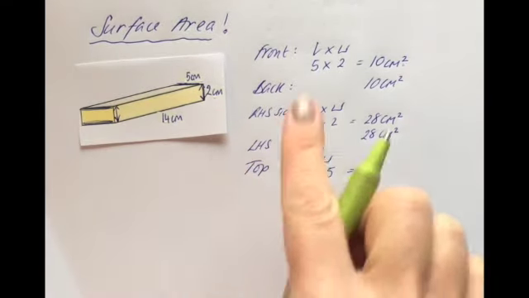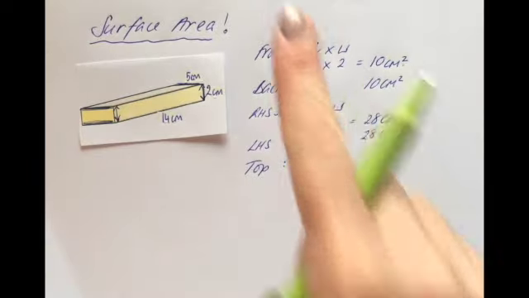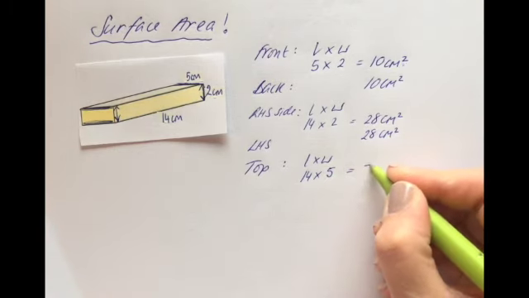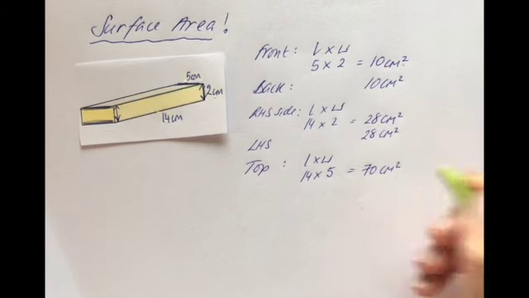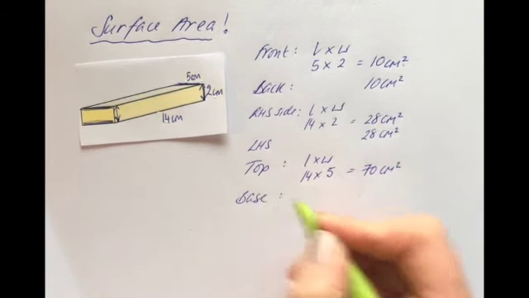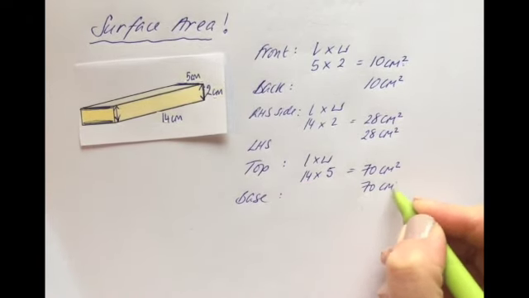Now, just be careful. With these, again, it's a little bit like the irregular shapes. The hardest thing about it is getting your correct dimensions. So always do a double check and be very careful. So 14 times 5 is 70 centimeters squared. That's the top. And of course, the base or the bottom is going to be the very same, 70 centimeters squared.